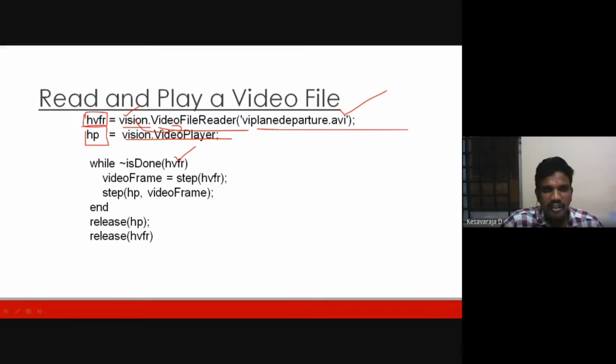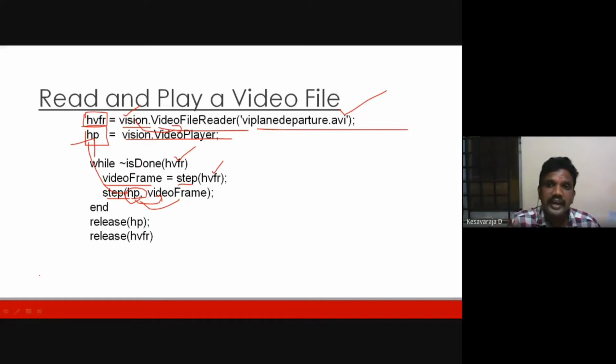So automatically when the video frame ends, the while loop stops. Video frame equals step of HVFR. Step is a function which is used to process every data. So it can process the data, step of HP comma video frame. HP is a handler for the player. So the first frame is played on that player, the second frame is played on that player, and so on continuously, till the end of the video.